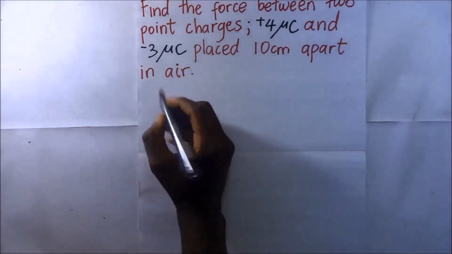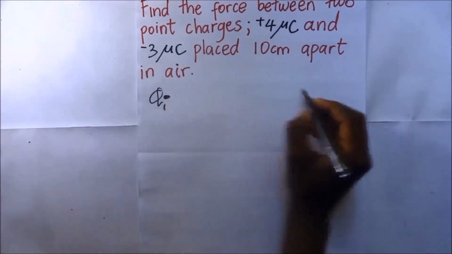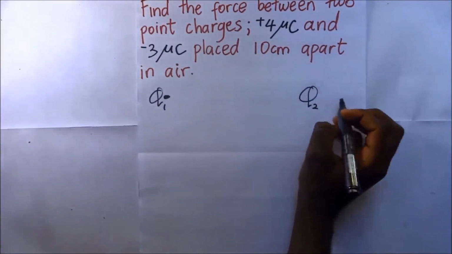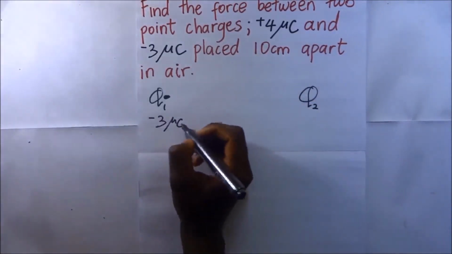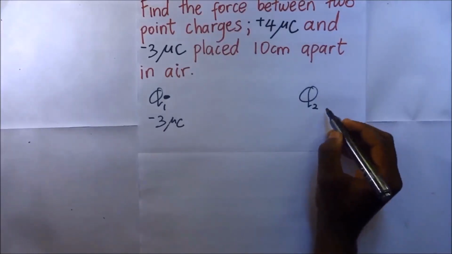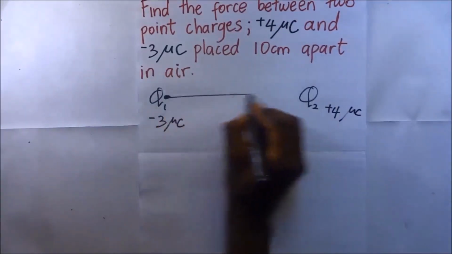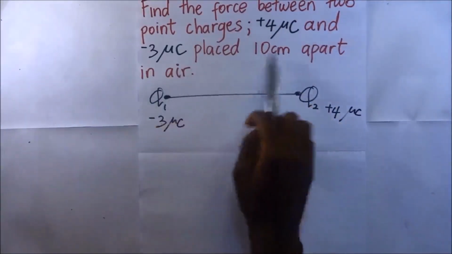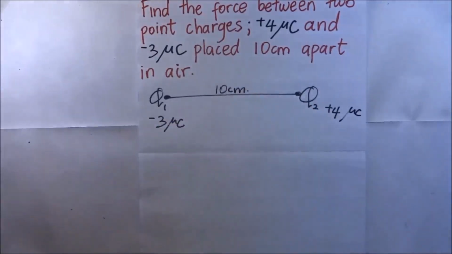Let's call this Q1. We have that Q2, it's another point charge. This is negative 3 microcoulombs. Micro means times 10 to the power negative 6. And we have here positive 4 microcoulombs. And these two point charges are separated by 10 centimeters. And now we are required to find the force between those two charges.